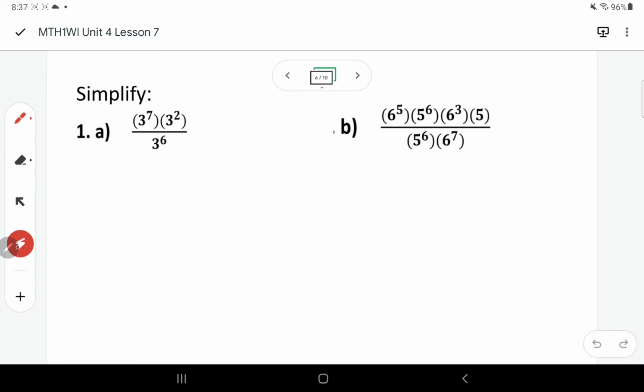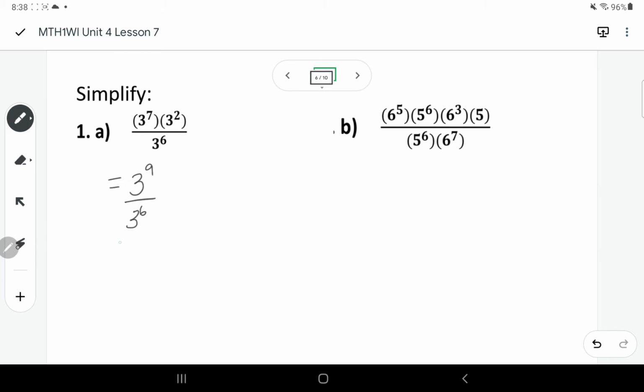So we're going to go through and just swap colors here. Simplify here in a few different cases, and then we'll have some where we have to evaluate at the end. So the first example, we have 3 to the exponent 7 and 3 to the exponent 2 on top. I'm going to keep the base the same. That's the important part. Add up the exponents. So 7 plus 2 is 9. And then I have divided by 3 to the 6.